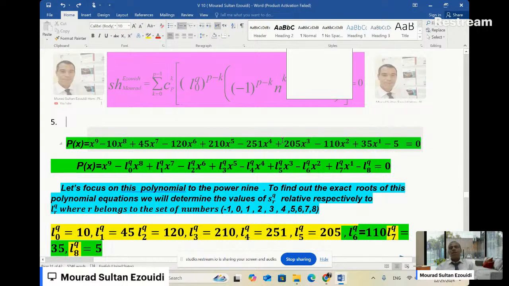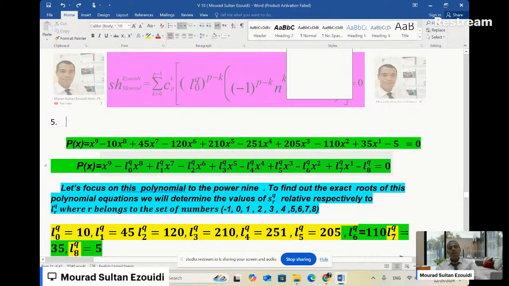Therefore, this ninth degree polynomial equation has been written as x raised to the power 9 minus L042 x raised to the power 8 plus L142 x raised to the power 7 minus L242 x raised to the power 6 plus L342 x raised to the power 5 minus L442 x raised to the power 4 plus L542 x raised to the power 3 minus L642 x squared plus L742 x raised to the power 1 minus L842.